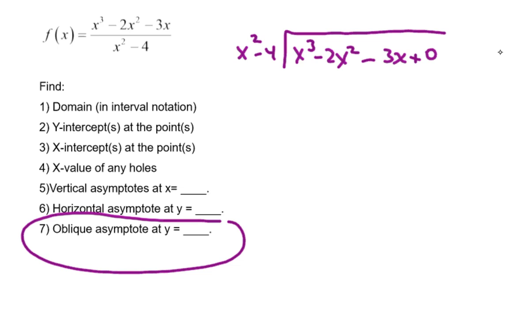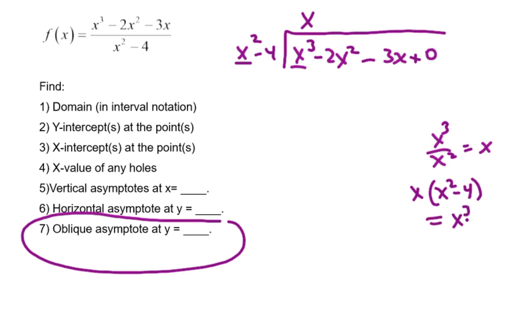All right, so what we're going to do is always look at the lead terms and divide. So x cubed divided by x squared would leave x. So that's going to be part of our quotient here. And then we're going to multiply x times the divisor. And that gives x cubed minus 4x. If you need a reminder of how to do long division, maybe go back and watch one of the long division videos. And then you're going to subtract that.